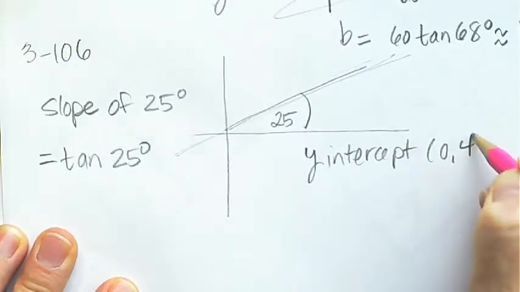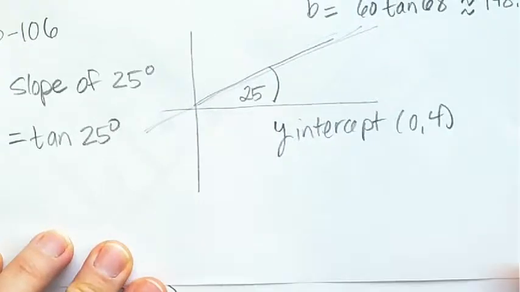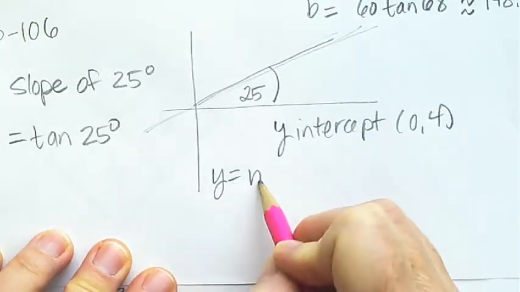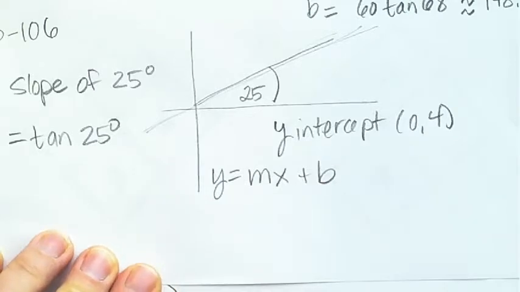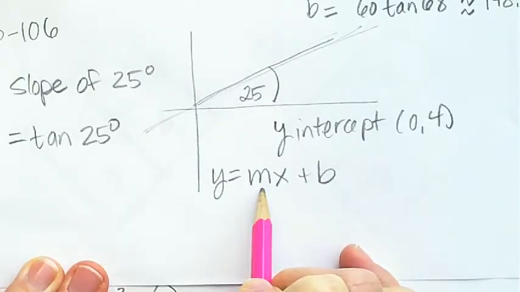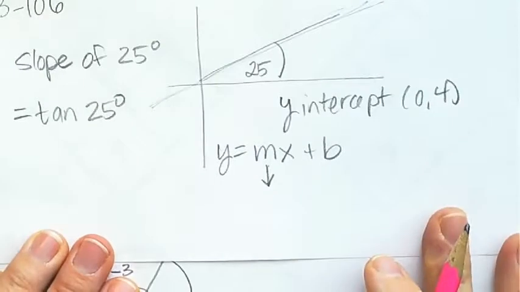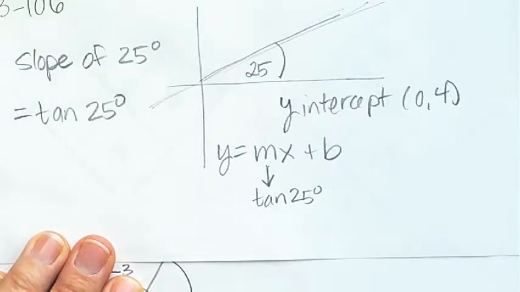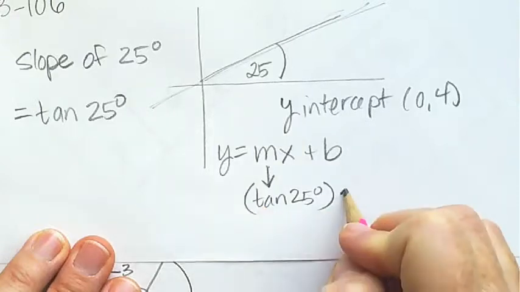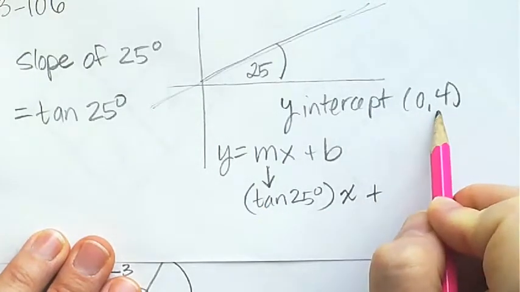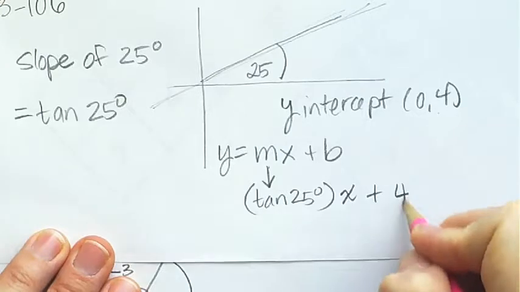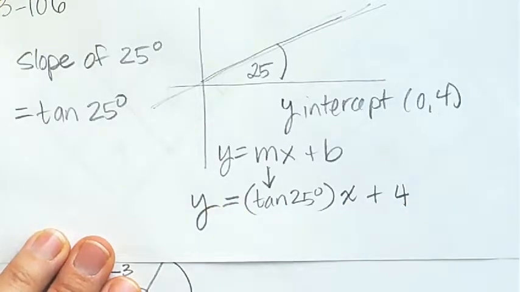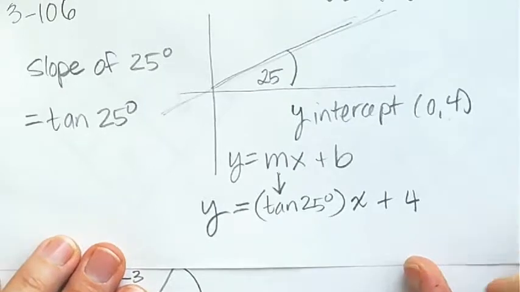Okay, and we know the y-intercept is (0,4). So remember, when you're writing an equation and you have the slope and you have the y-intercept, you can just use slope-intercept form. Put your slope in here. Now I'm not going to put that in the calculator yet. I'm just going to put tangent 25 degrees for my slope, which looks a little weird, but that is the slope of 25 degrees, times x plus, my y-intercept is 4. Remember, b is your y-intercept. There's your equation.